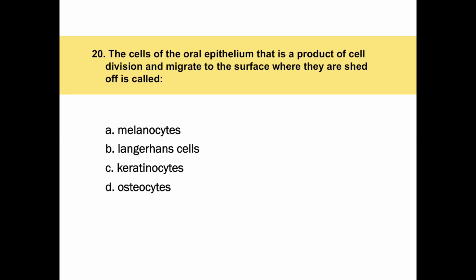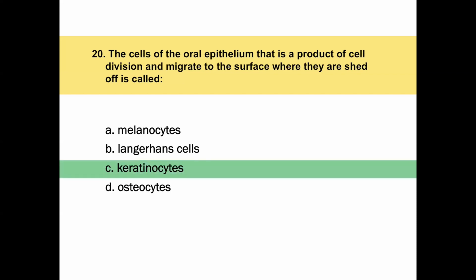The cells of the oral epithelium that are a product of cell division and migrate to the surface where they are shed off are called A. Melanocytes, B. Langerhans cells, C. Keratinocytes, D. Osteocytes. Answer C. Keratinocytes.